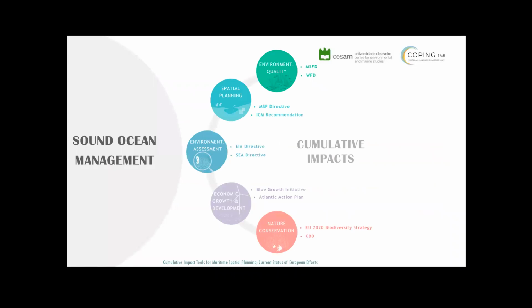The cumulative impacts from direct and indirect human pressures on marine and coastal ecosystems are potentially important to provide inputs to several coastal marine policies and commitments. It is shown in this slide. In terms of environmental quality, cumulative impacts can be a big asset to give information to the Marine Strategy Framework Directive, as well as the Water Framework Directive.